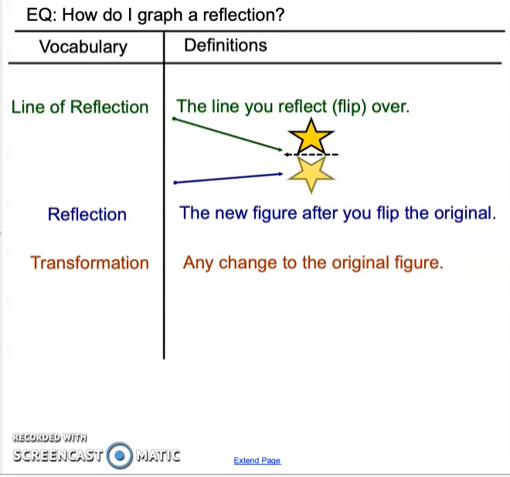Okay, the reflection, also called the image, is the new figure after it's been flipped. Remember, an image is just an overall word for what happens to a figure after it gets transformed. Transformation is also a general word for any type of change to the original figure. So a translation was a type of transformation. Reflection is another type of transformation.